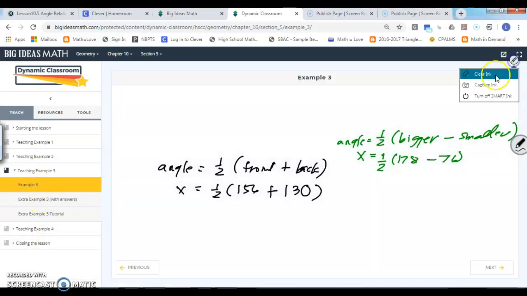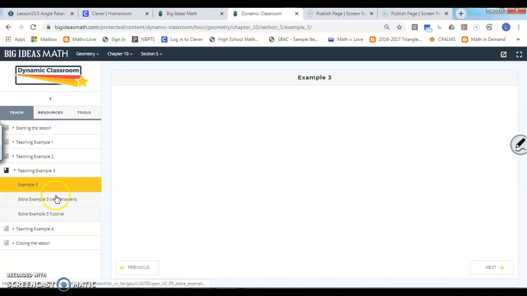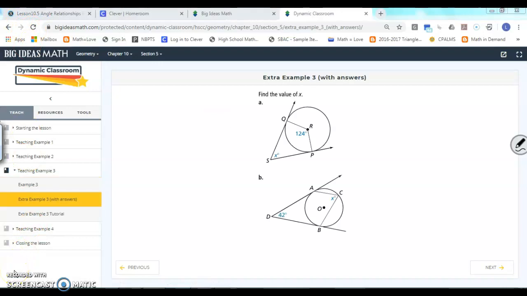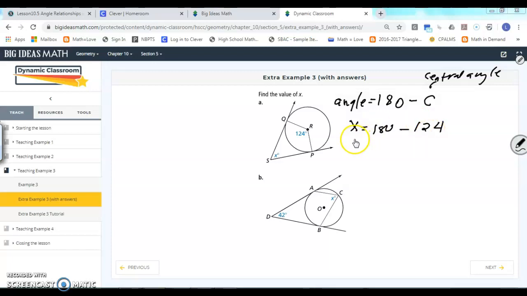Example 3. Let me pull up example 3 over here. In the first example, we want to find angle QSP, or x. That is a circumscribed angle because it's formed by two tangents outside the circle. So to solve this, we have angle is equal to 180 minus the corresponding central angle. I'm just going to put letter C for central angle. So x is equal to 180 minus 124. There you go. So the final answer will be 56. So x is equal to 56.